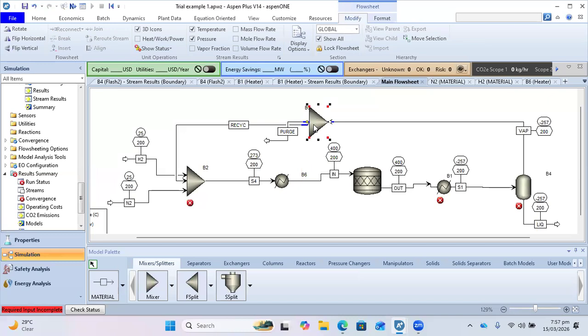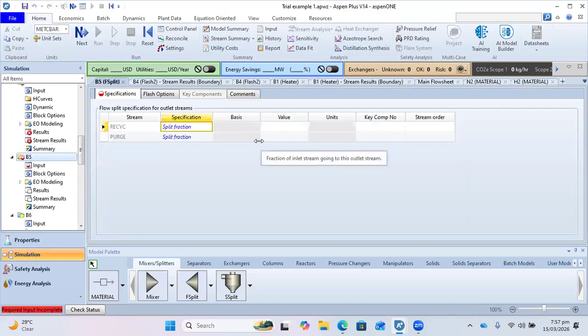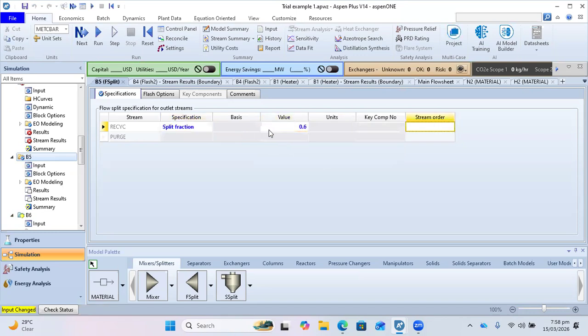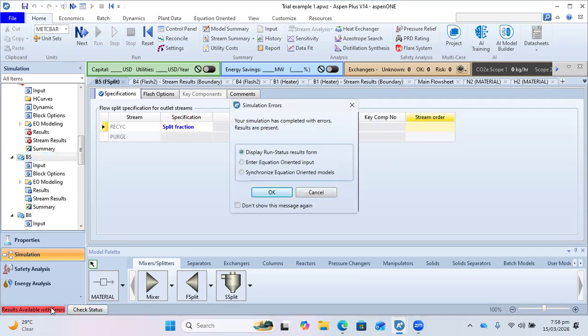So I'll double click on the splitter and we have to get the split fraction. What fraction of the inlet stream are we splitting to the recycle? How much are we splitting to the purge? Since we have just two streams, if we specify one, the other is implied. If I specify 0.6 for the recycle, it means the purge is 0.4 because they have to sum up to 1, right? So if I run this, we are getting errors.